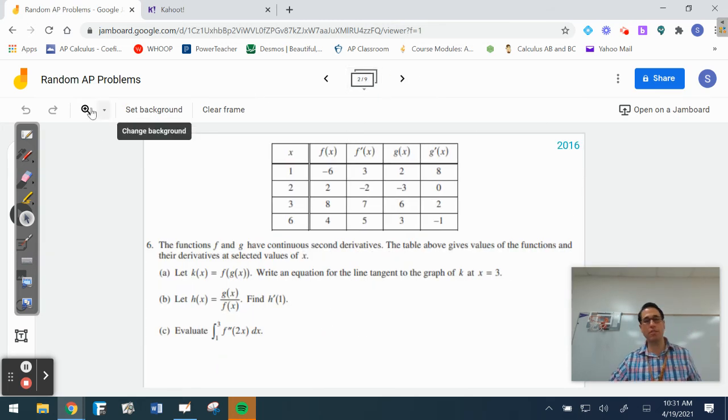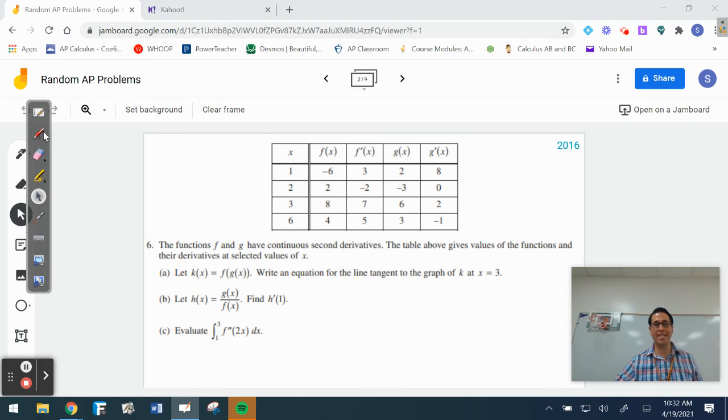Number 6. So number 6, that means it's non-calculator, and this is from 2016. All right, we're given our table. They tell us that f and g have continuous second derivatives. The table above gives values of the functions and their derivatives at selected values of x. Write an equation for the tangent line. So we're going to do the tangent line for k at x equals 3.